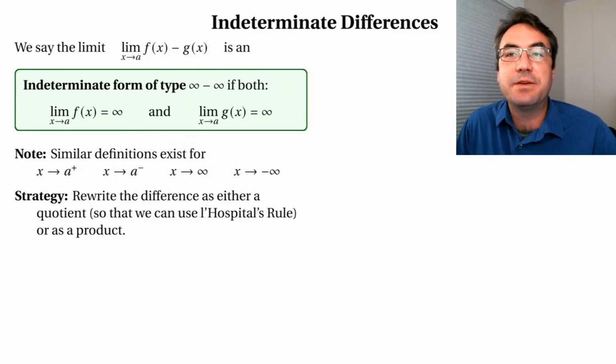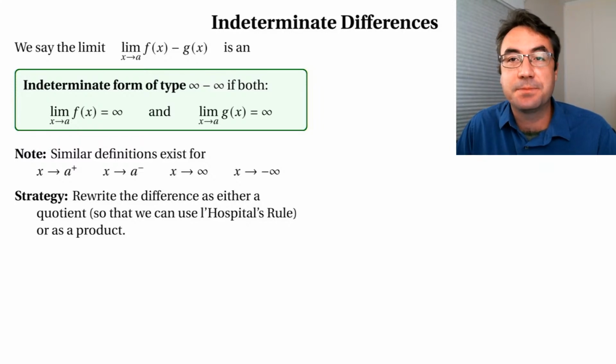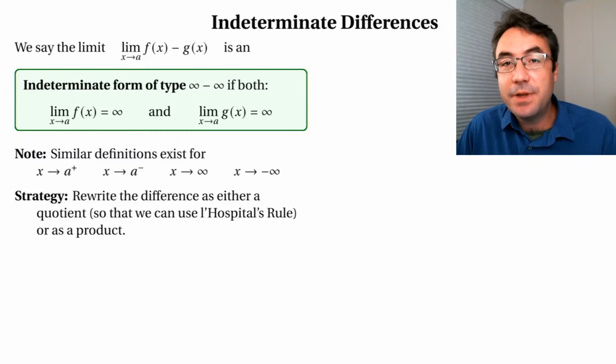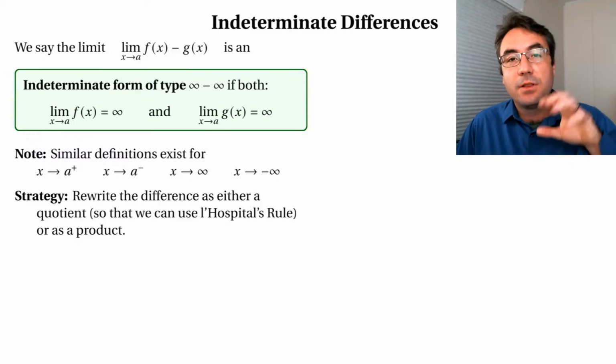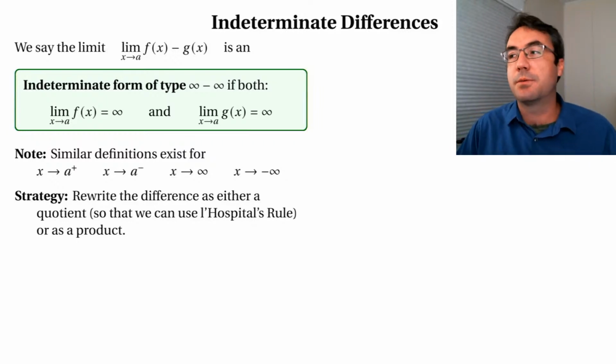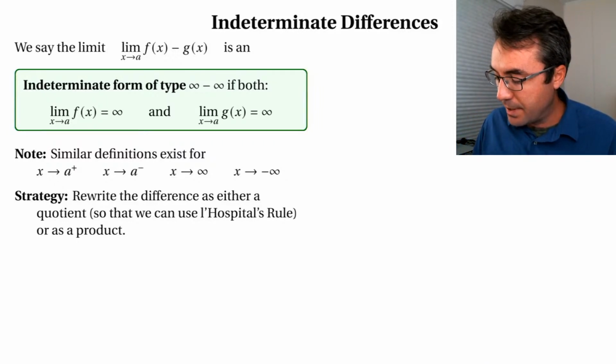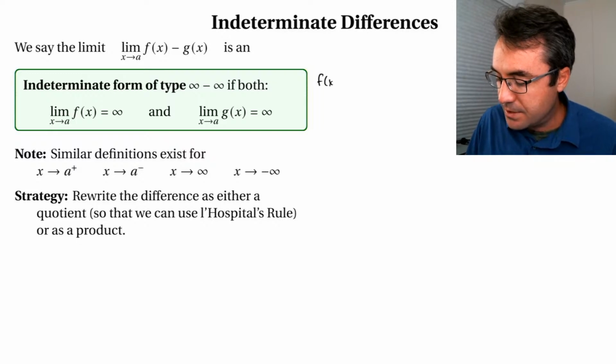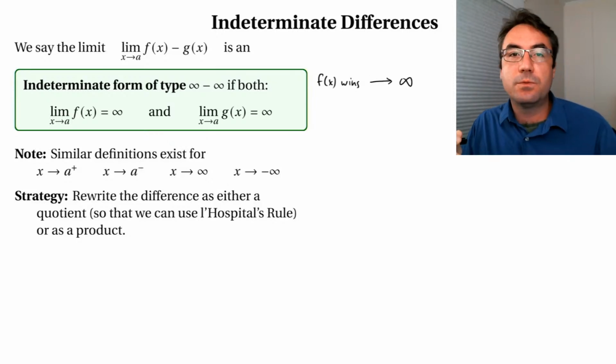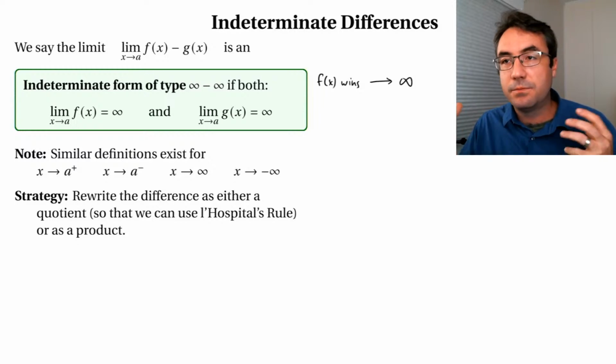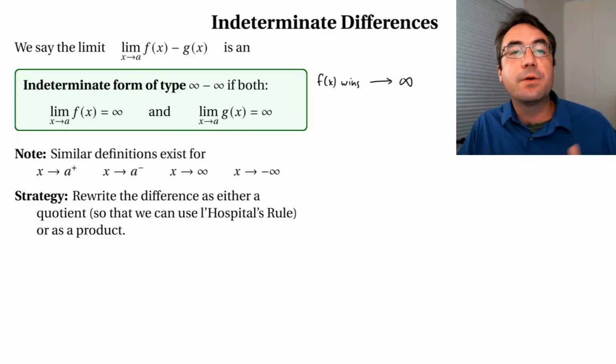We left off with indeterminate differences, and these happen when we're computing the limit of a function f of x minus another function g of x. The first function is going to infinity, and the second function is also going to infinity. So we have a large term minus another large term. What makes this indeterminate? Well, if f of x wins, then the overall difference, f of x minus g of x, would just go to infinity.